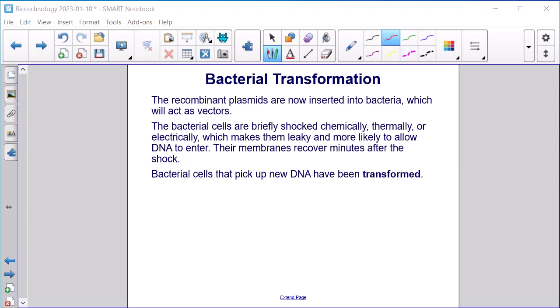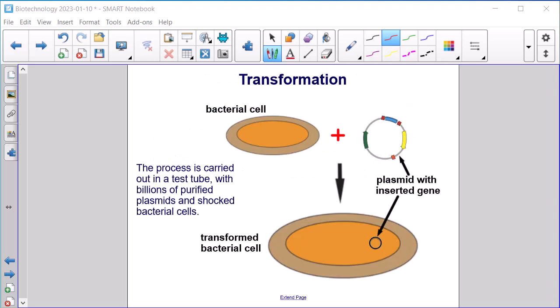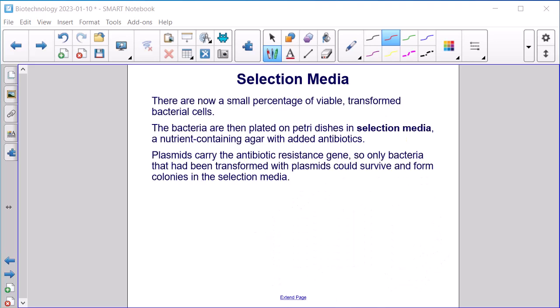The bacteria cells are briefly shocked chemically, thermically, or electrically, which makes them leaky and more likely to allow DNA to enter. Their membranes recover minutes after the shock. Bacterial cells that pick up new DNA have been transformed. The process is carried out in a test tube with billions of purified plasmids that have our inserted gene and shocked bacterial cells, leading to transformed bacterial cells. At this point, there are now a small percentage of viable transformed bacterial cells.